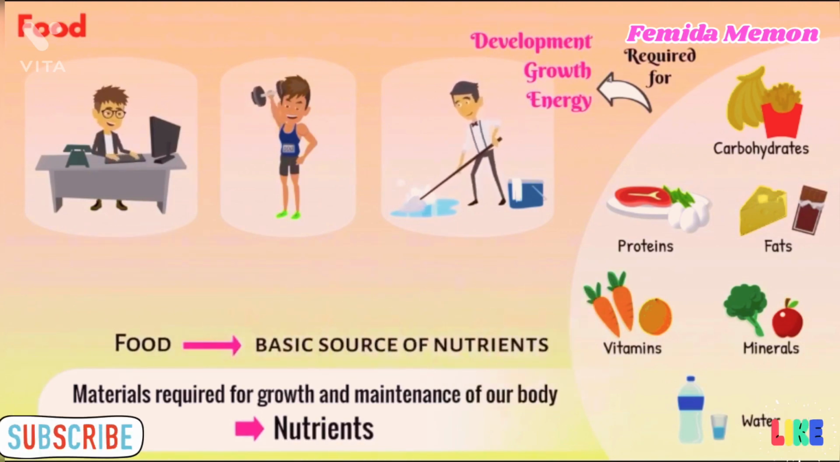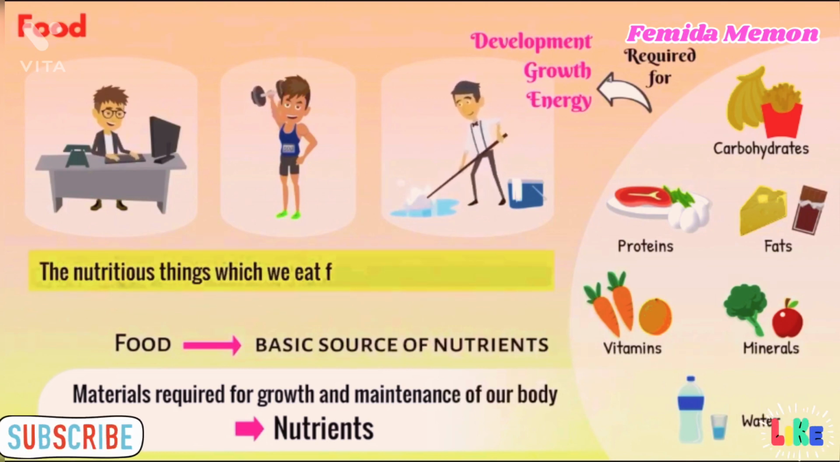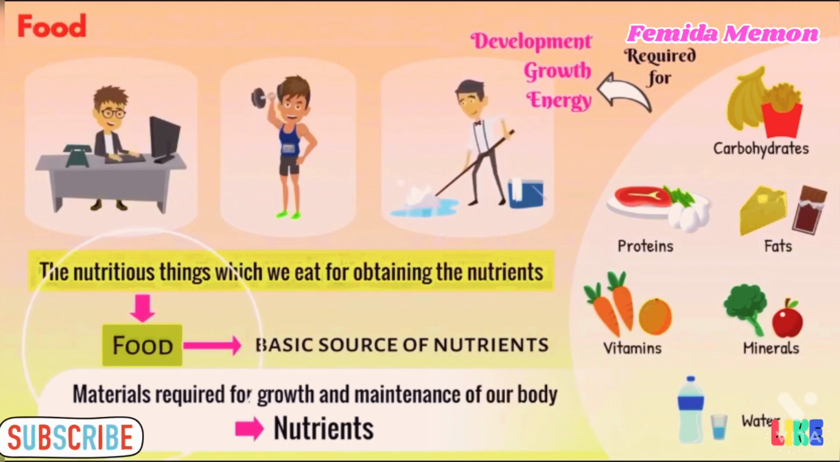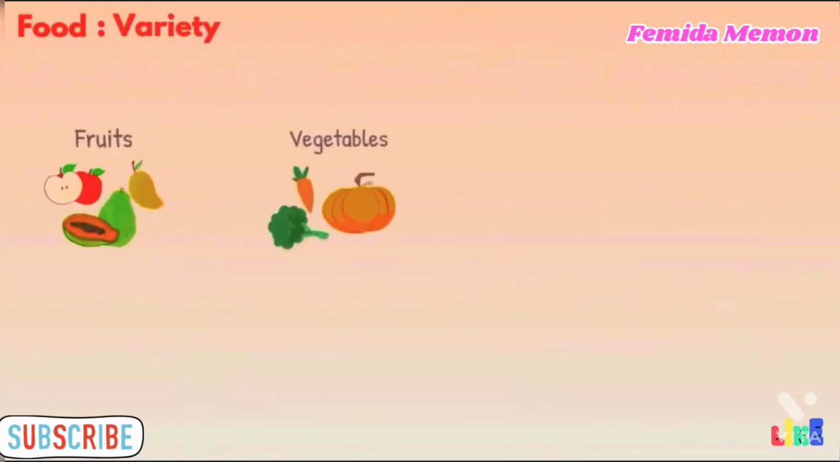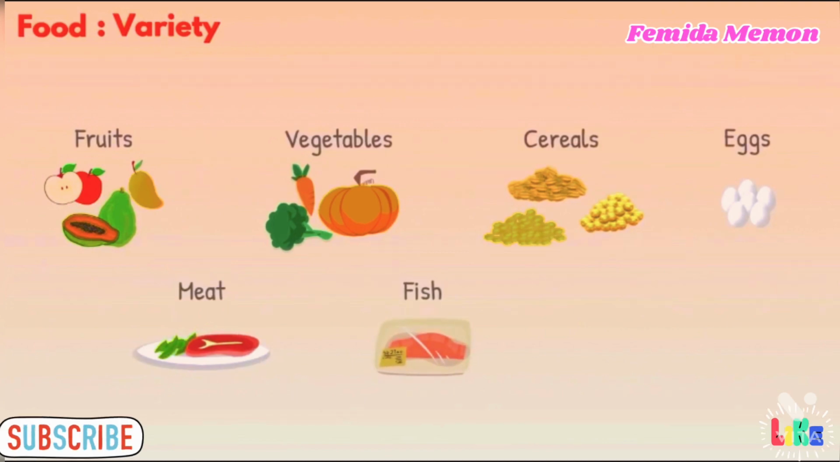Food is the basic source of nutrients. The nutritious things which we eat for obtaining the nutrients are called food. There is a variety of food. For example, fruits, vegetables, cereals, eggs, meat, fish, and dairy products.